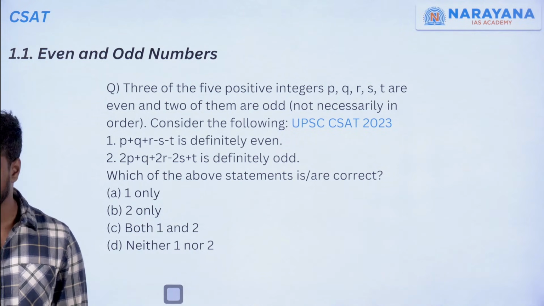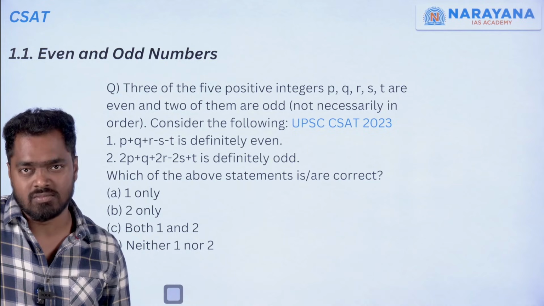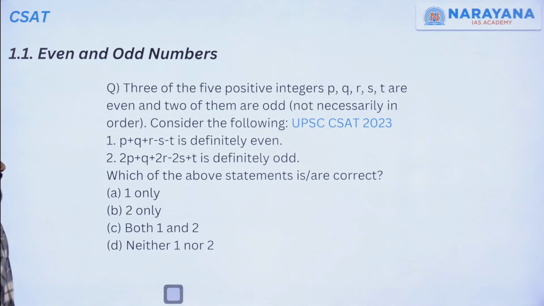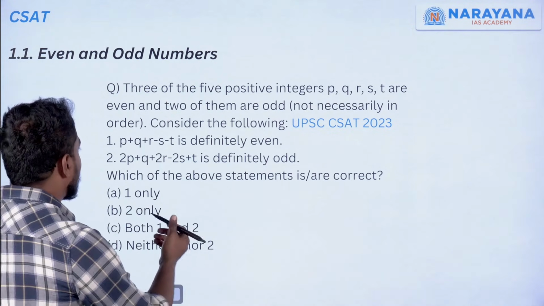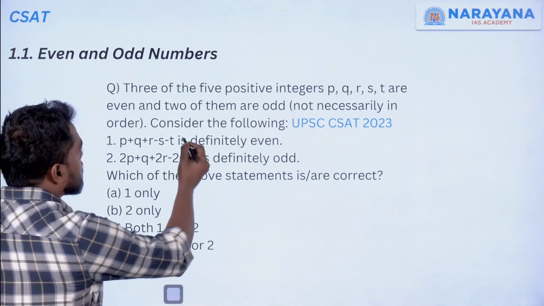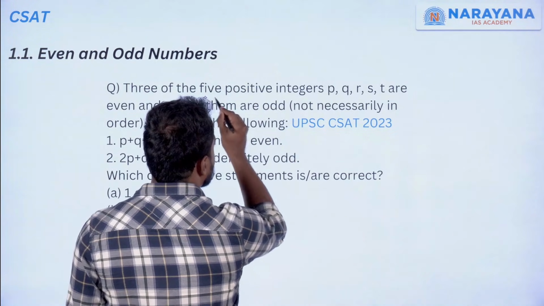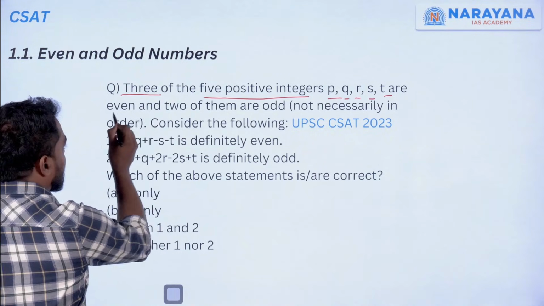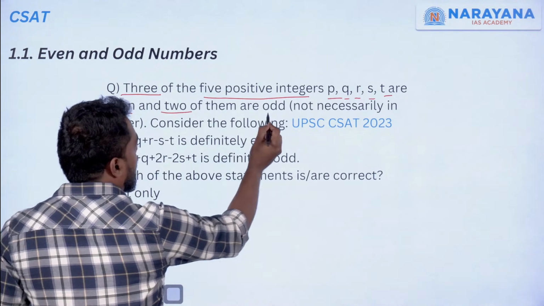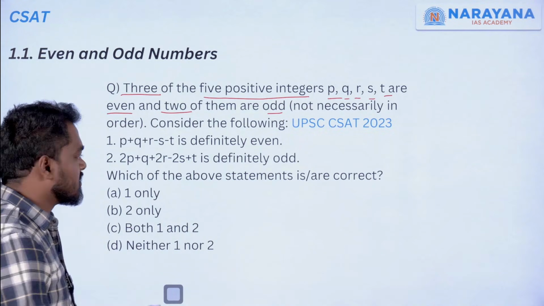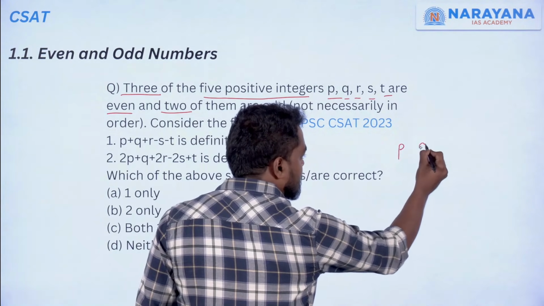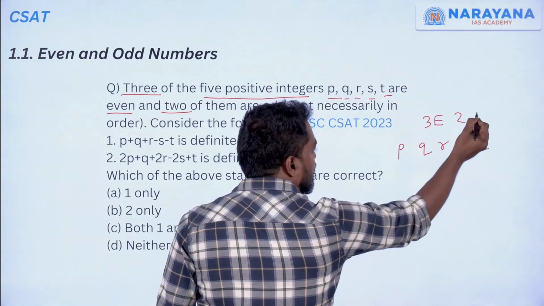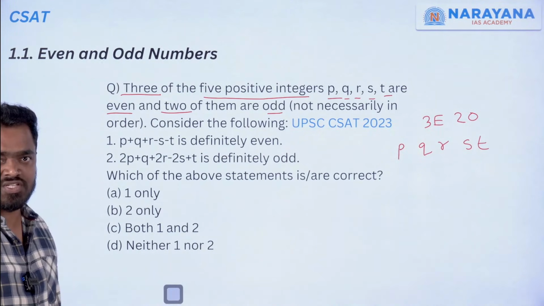So this is a moderate question. You have to use the properties of even and odd numbers. Take time, try to solve it. Okay, let me try this. So there are 5 positive integers P, Q, R, S, T, and 3 of them are even numbers, 2 of them are odd numbers, but they are not necessarily in the same order. So these are the conditions given in the question.